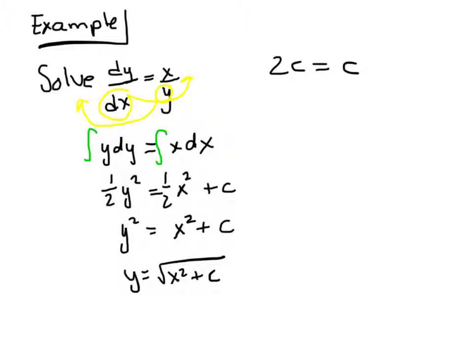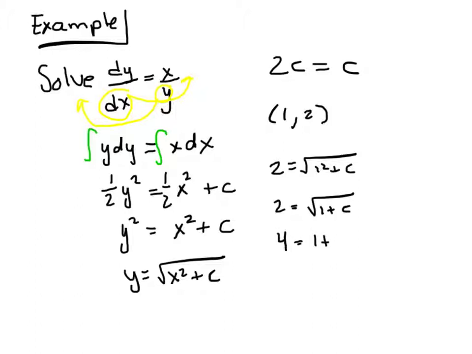And so that's very nice, but let's assume that they give us an initial condition. Let's say they give us that when x is 1, y is 2. So we're just going to do the same thing that we've done before. We replace y with 2 and x with 1. So let's square both sides, which tells us that c is equal to 3. So my equation now is y equals the square root of x squared plus 3.